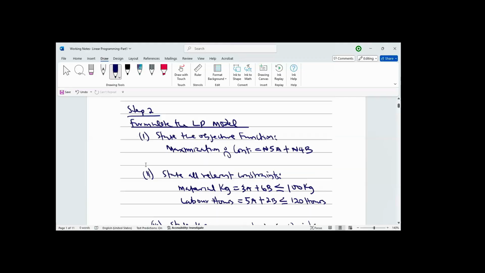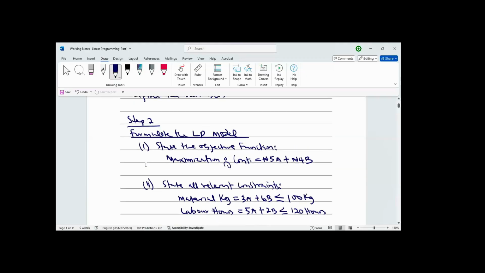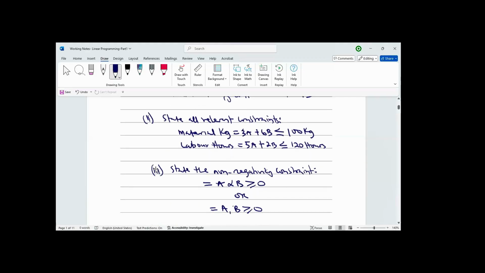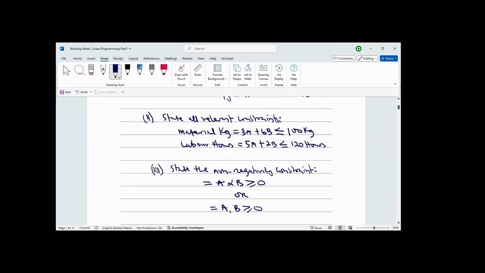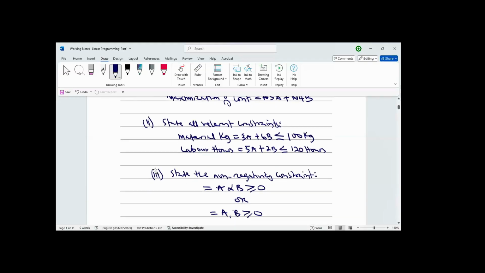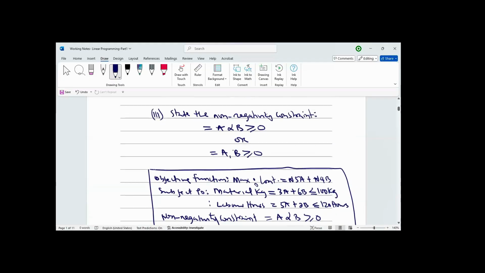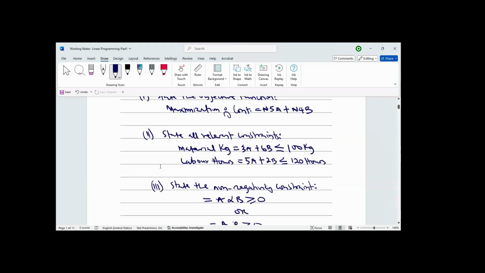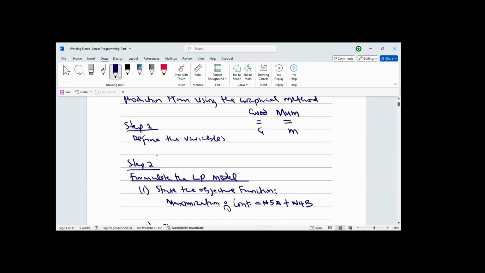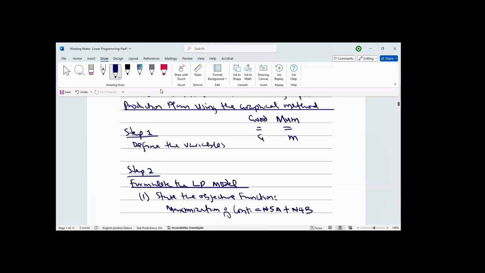On the day of your exam, there is no need for you to say state the objective function, state all relevant constraints, state the non-negativity constraint. You don't need all of that. This is the exam method. This is how you are going to do it on the day of your exam. If you want to formulate a linear programming model, that's how you are going to state it. So there is no need for you to say state this, state that. So that's step 2 of determining the optimal production plan.